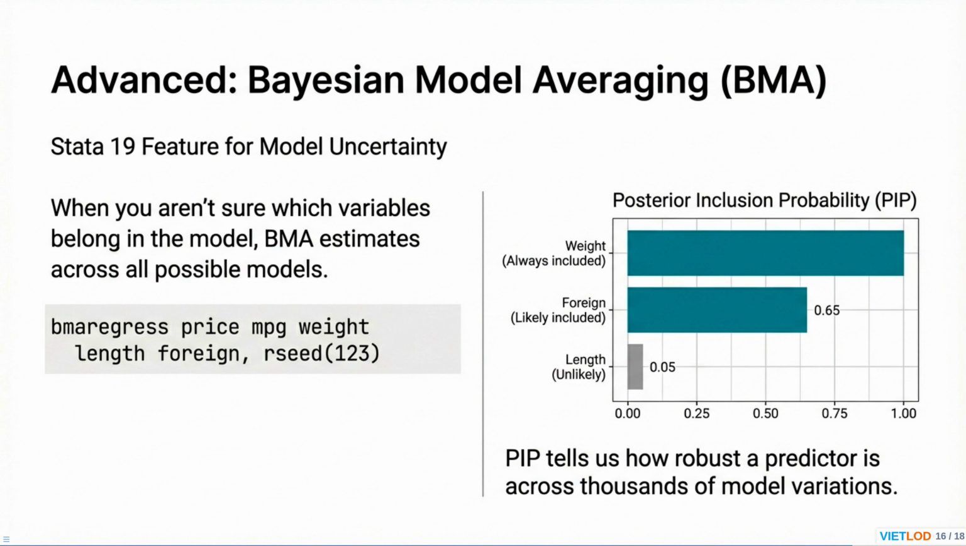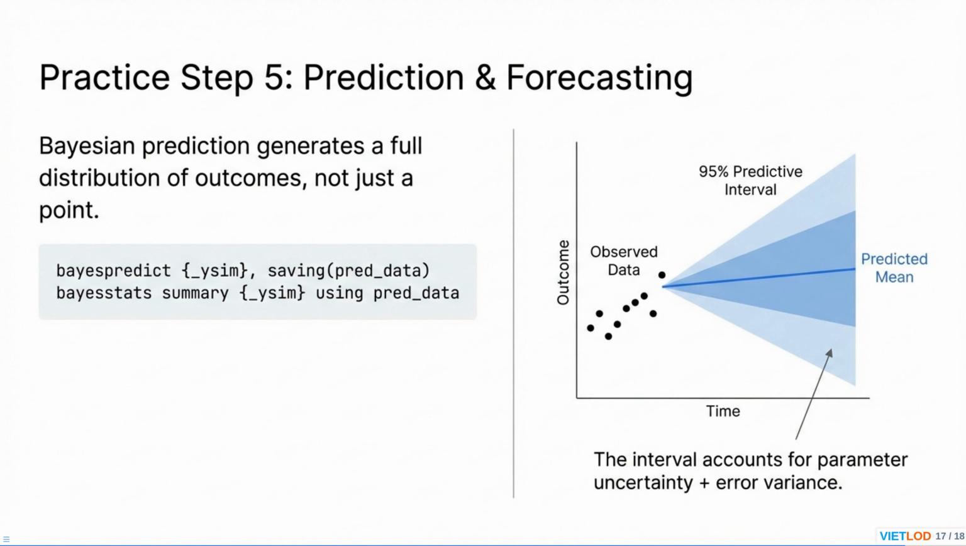In the accompanying chart, we see that weight has a PIP near 1.0, meaning it was included in almost every high-probability model, making it a very robust predictor of price. Foreign has a PIP of 0.65, indicating it's a likely predictor. Conversely, length, with a PIP of just 0.05, is very unlikely to be an important predictor. This powerful technique helps us build more robust and reliable models by accounting for the uncertainty in our model selection process.